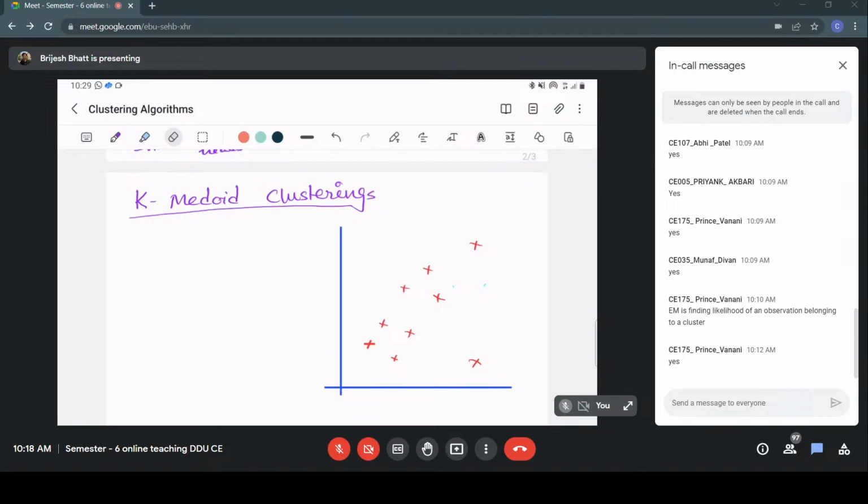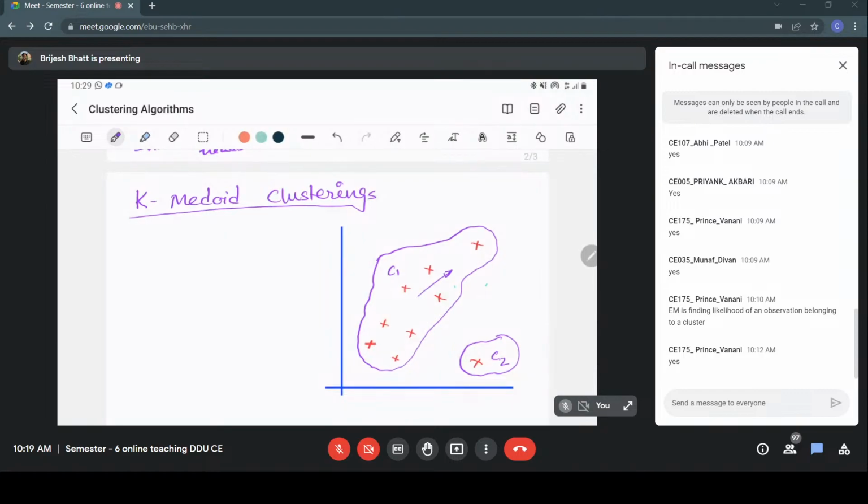So let's see how it works. Again, let's take the same example. We have selected this as C1 and this as C2. So in the first iteration, you assign each data point to the nearest cluster, and after iteration 1, your cluster would be something like this. Last time our argument was that after the first iteration, the mean would shift towards this side.